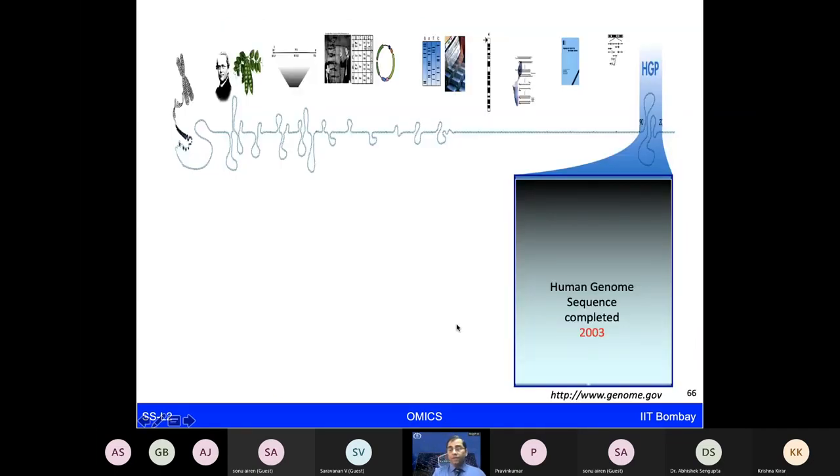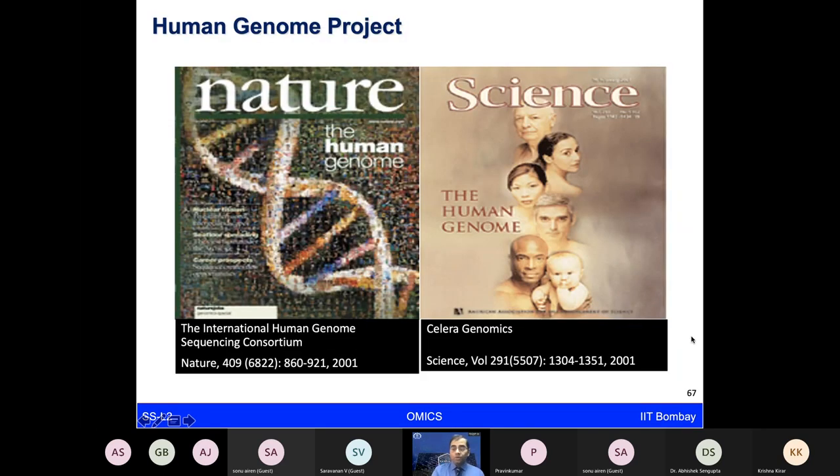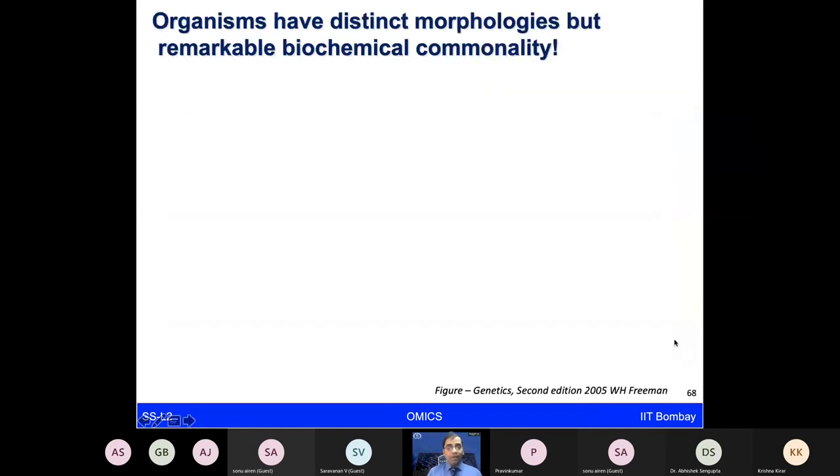And eventually the trajectory moved on to the first draft of the human genome sequence, which got completed in 2002, 2003. These were the Nature and Science papers, where for the first time we knew that we have almost 25,000 genes; 25,000 human genes were actually projected. But now we know that there are around 20,000 human genes we have.